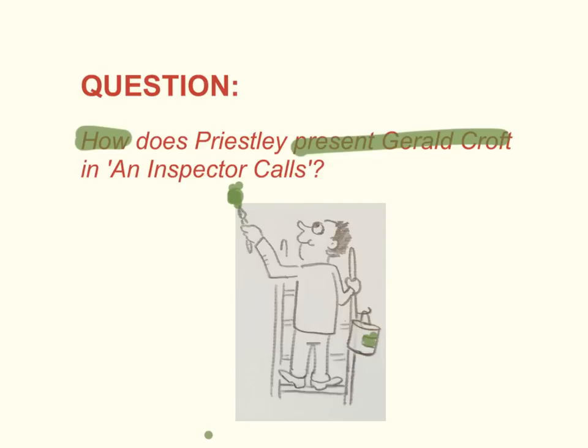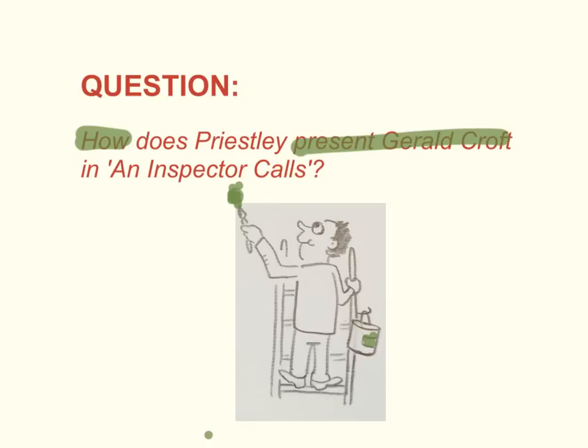Right, so I've highlighted the key words in this essay question. How does Priestley present Gerald Croft in An Inspector Calls? The reason I've highlighted "how" is because the examiner is asking us two things here. Firstly, he's asking us to think about the language techniques and the structural techniques that are used to present or show Gerald Croft. Is metaphor used to present him, his stage directions, are there certain exchanges of dialogue with other characters which help to present Gerald Croft here? So that's one way of reading "how".